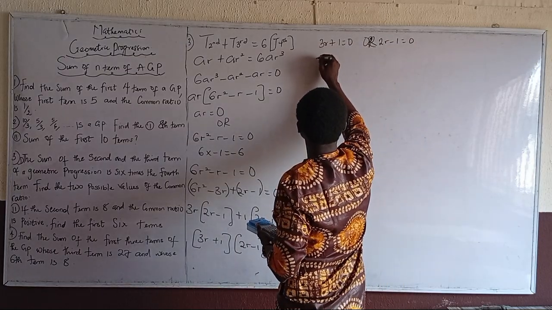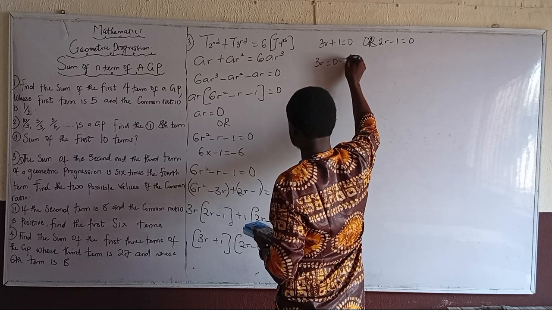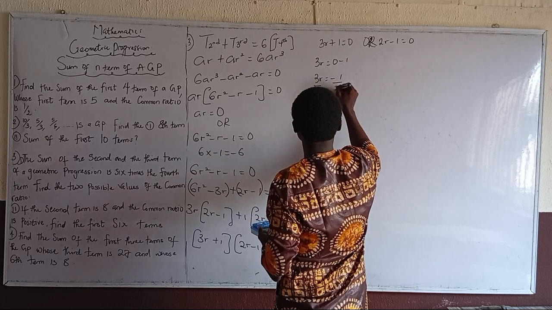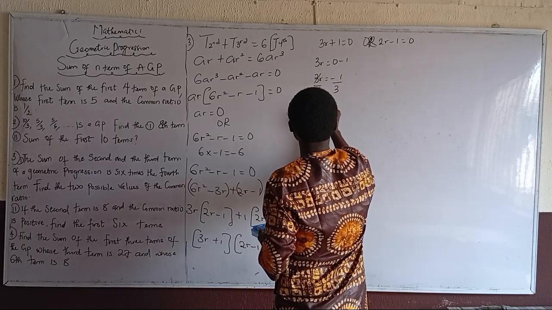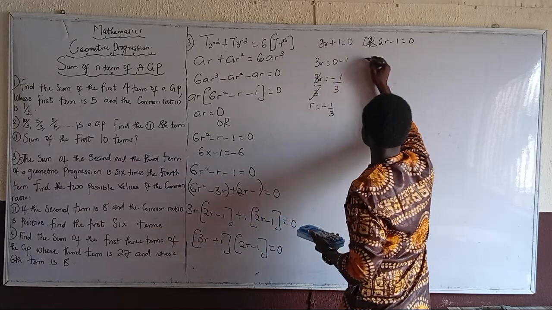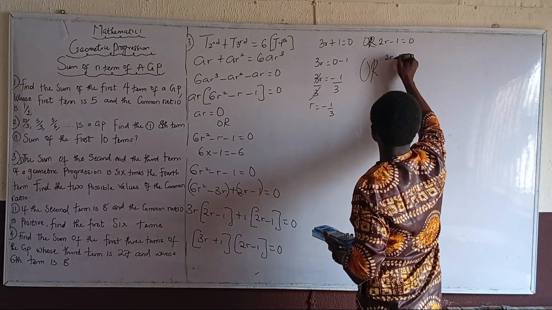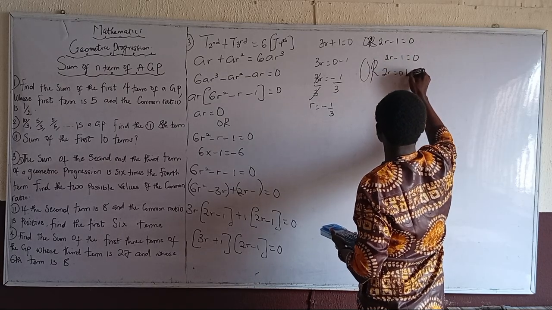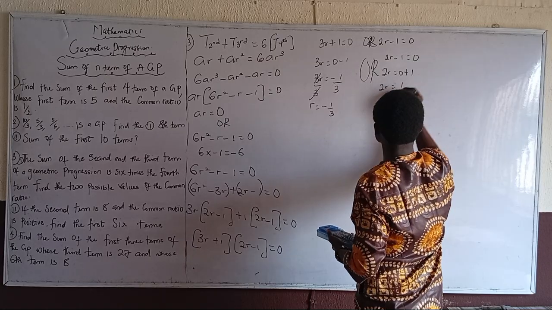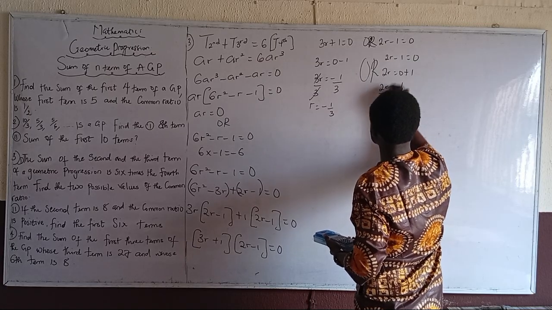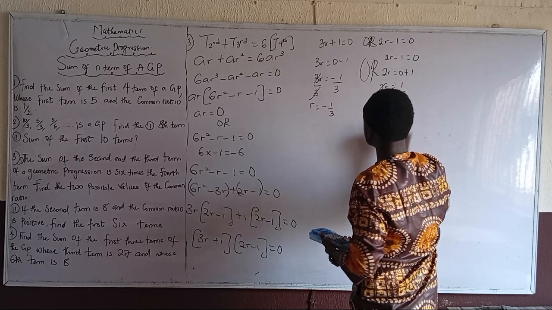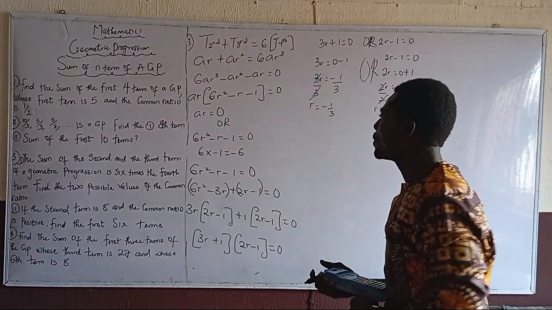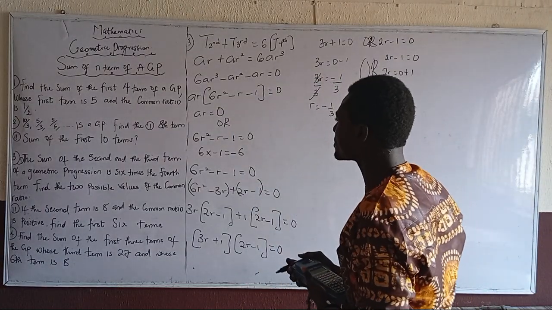So 3R becomes 0 minus 1. 3R becomes minus 1, divided by 3, divided by 3. This cancels this. R is minus 1 over 3. Or 2R minus 1 equals 0. 2R becomes 0 plus 1. 2R becomes 1, divided by 2, divided by 2. My R is 1 over 2. Now, we can't pick negative as the answer. Rather, we pick the positive as the answer you want.